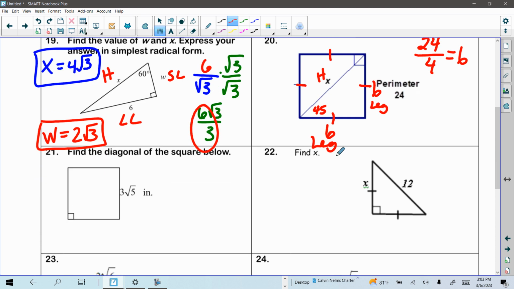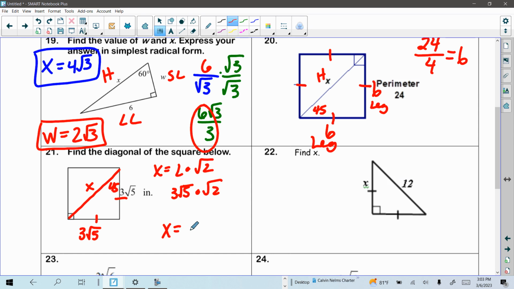This is the same thing here. We have a square. They want us to find the diagonal. So if this is a square, then it turns into a 45, 90 triangle. So this other leg would also be 3 root 5. We're looking for the hypotenuse. To get the hypotenuse, you take the leg and multiply it by root 2. So you're taking that 3 root 5, multiply by root 2. Your missing diagonal would be 3 root 10.